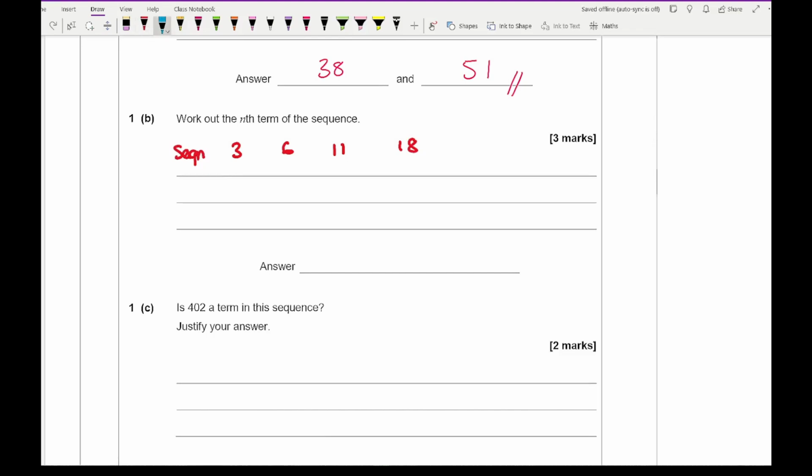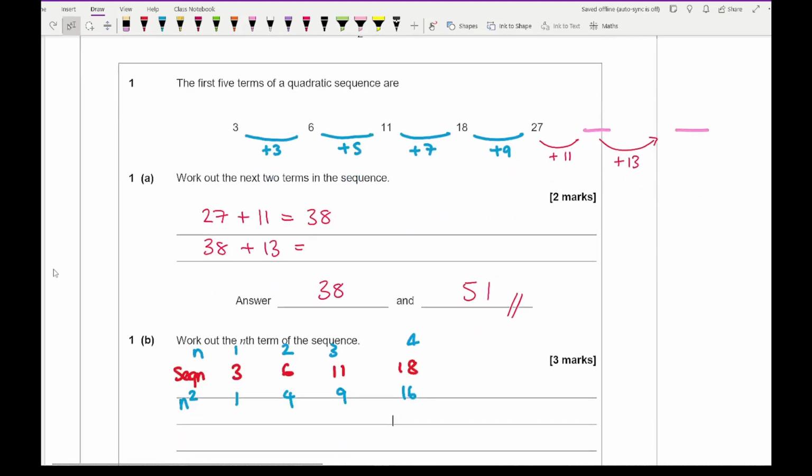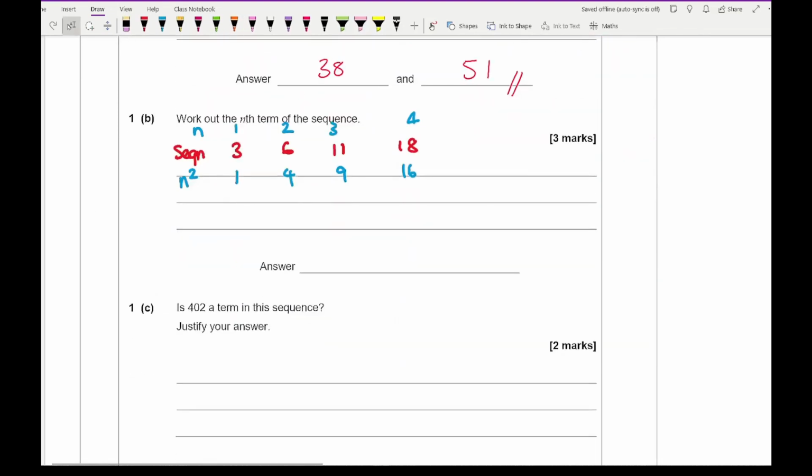Then if I write down n, which is 1, 2, 3, 4. Now it's also very good practice if you then write down what n squared is going to be, just as a little reminder. So 1, and we've got 4, 9 and 16. Now if we go back to part A, we can see that the double difference is 2. So that means that n squared is going to be in the formula, which is what I've written here.